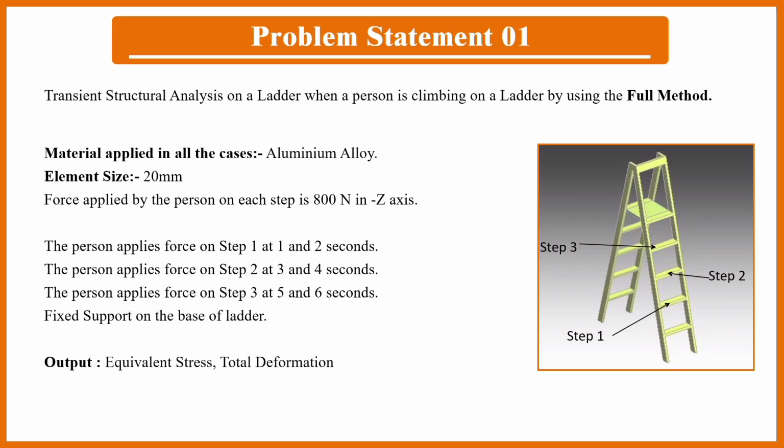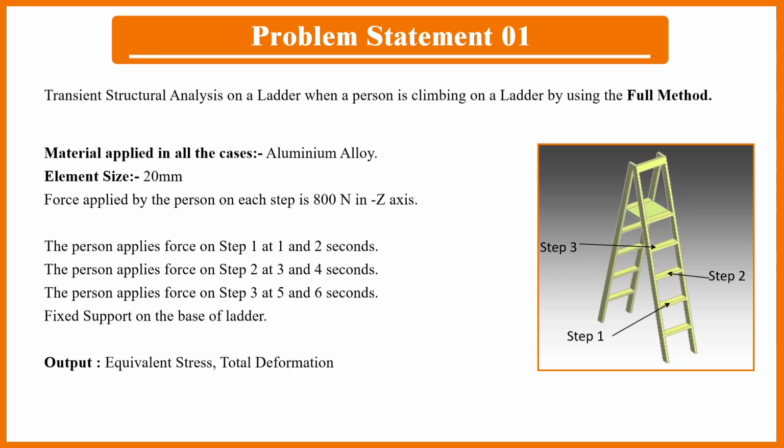Here is the problem statement 1. Transient structural analysis on ladder when a person is climbing on a ladder using the full method. Material applied in all cases are aluminium alloy. Element size should be 20 mm. Force applied by the person on each step is 800 Newton in minus Z axis.